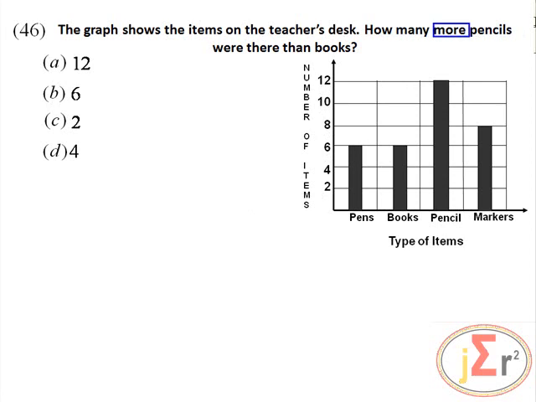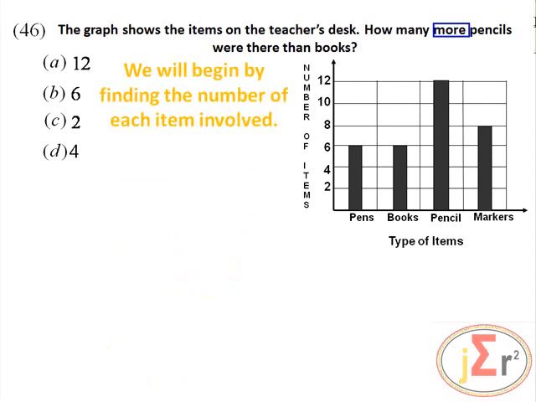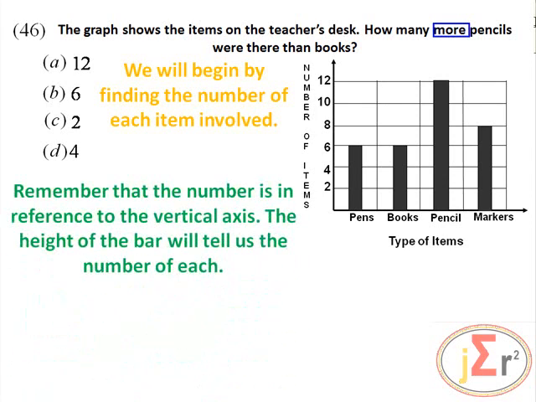Let us take a look at the operative word that Jerry missed in the first instance. He missed the fact that we are talking about how many more. So how many more pencils? We will begin by finding the number of each item involved. Remember that the number is in reference to the vertical axis. The height of the bar will tell us the number of each.